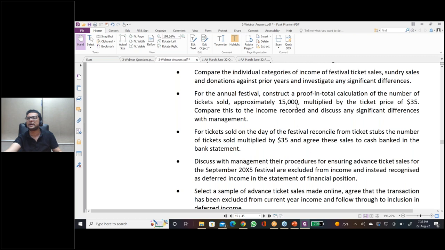What about that annual event? Well, you're a smart person. You know how to use a calculator or software. So you could recalculate $35 per ticket, how many tickets approximately they can sell, 15,000. And if the amount which they have recognized is not in line with your calculation, you need to have a discussion with the management.